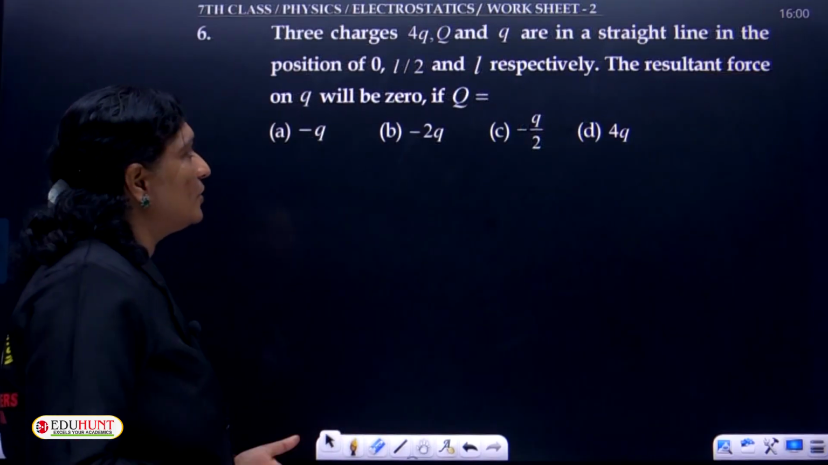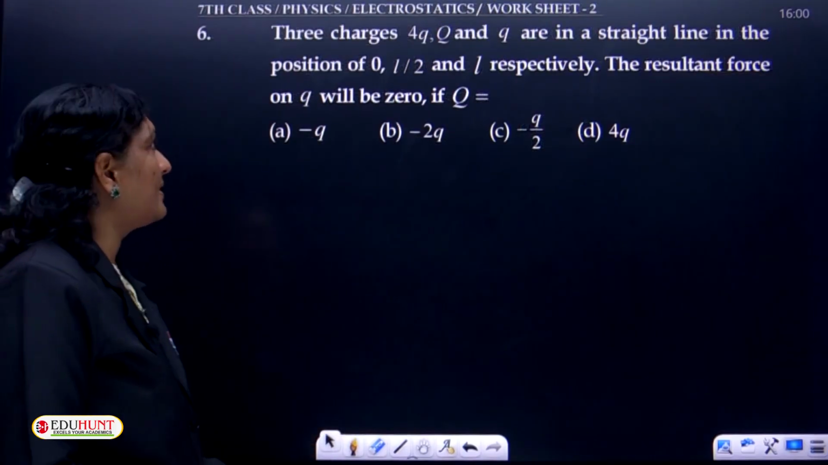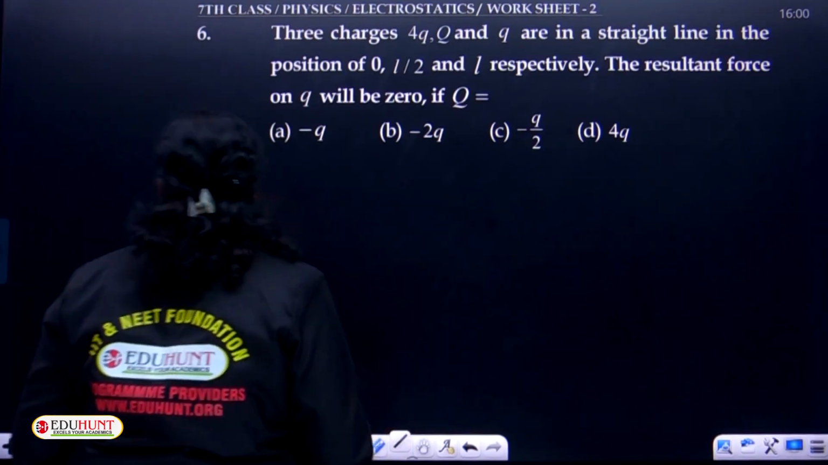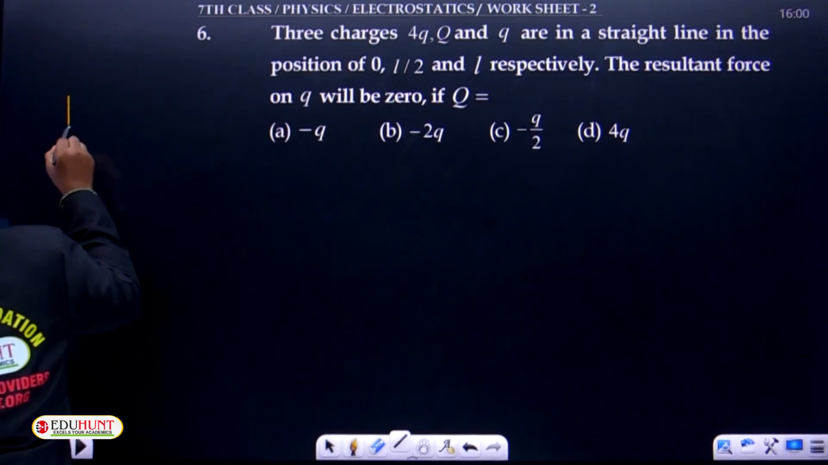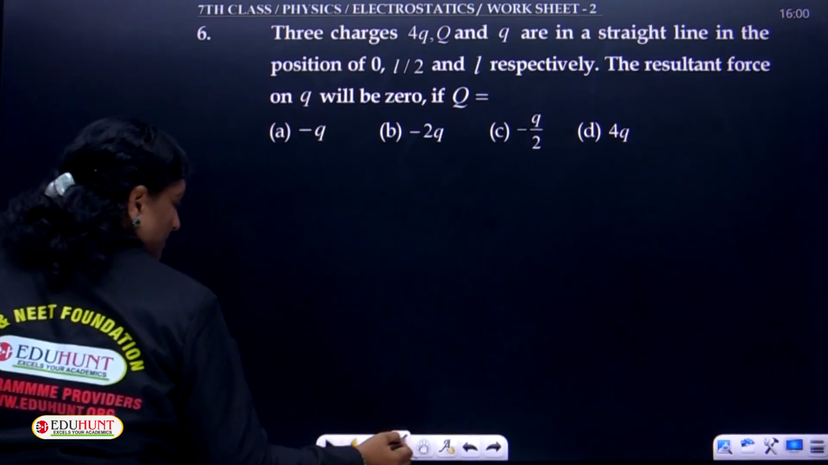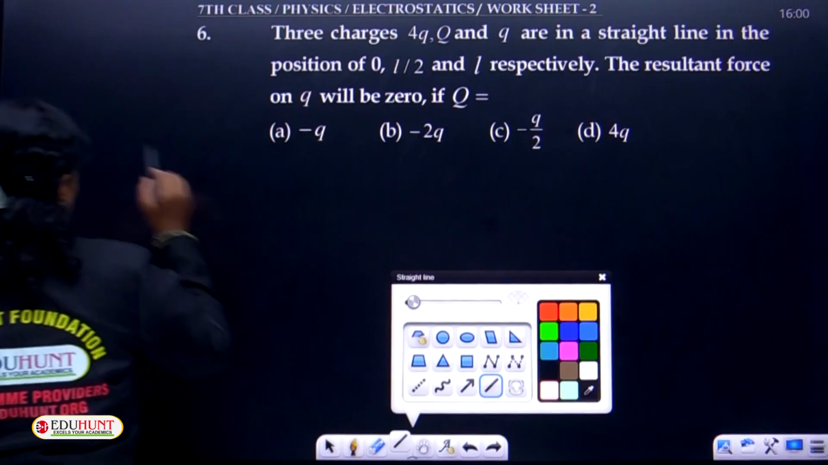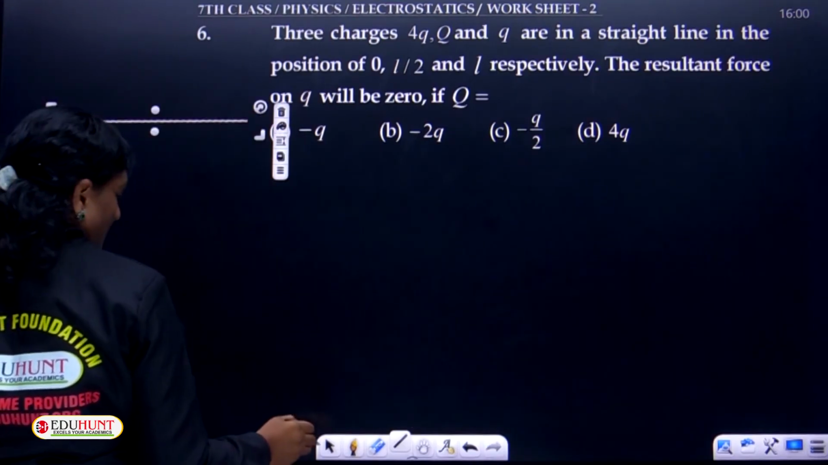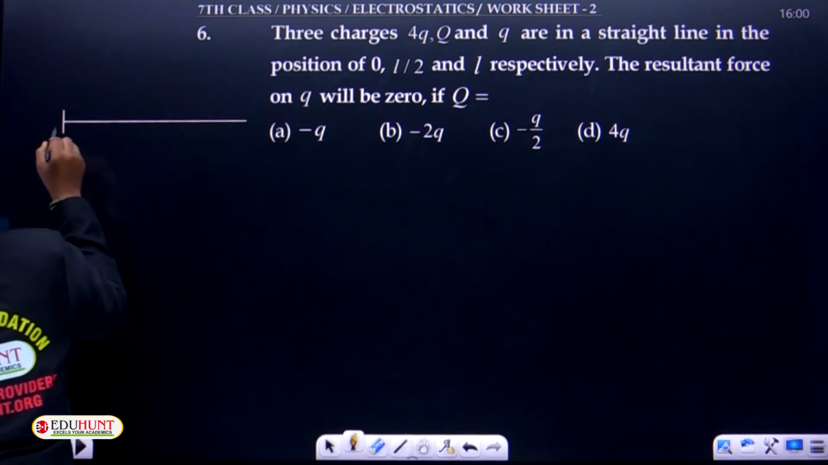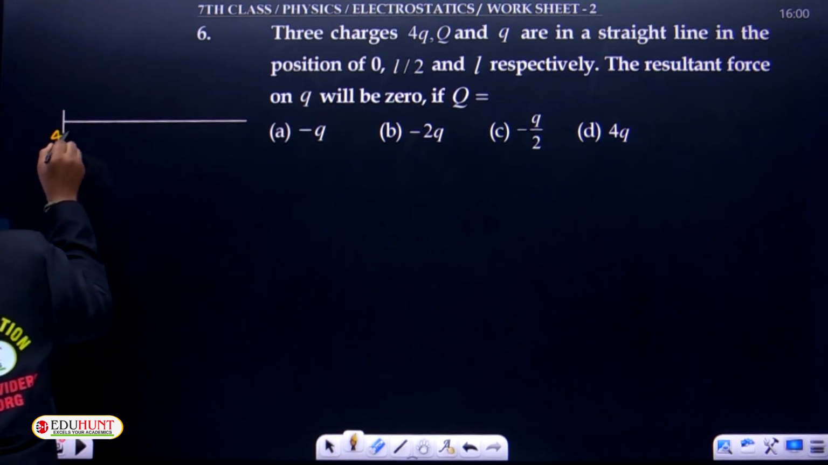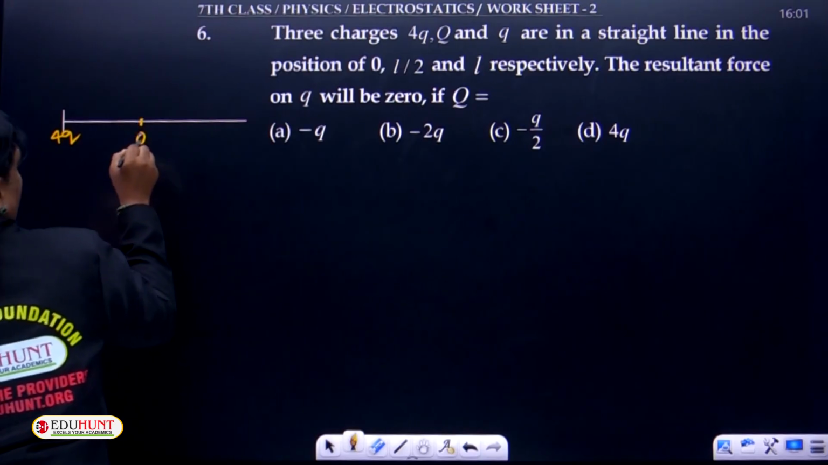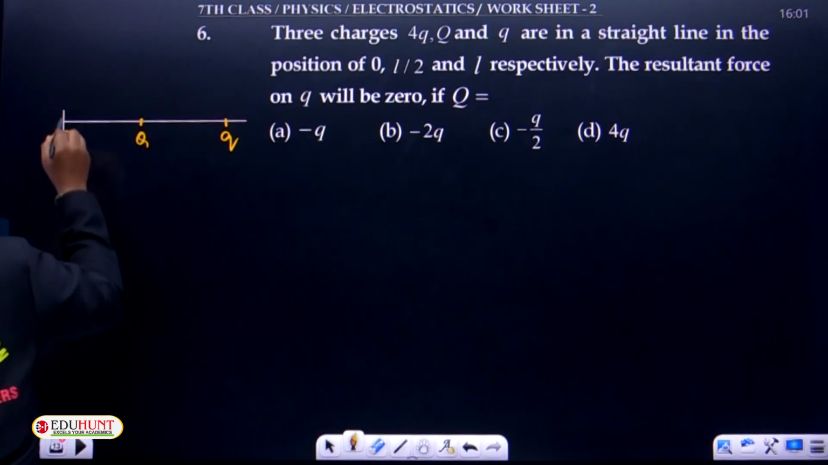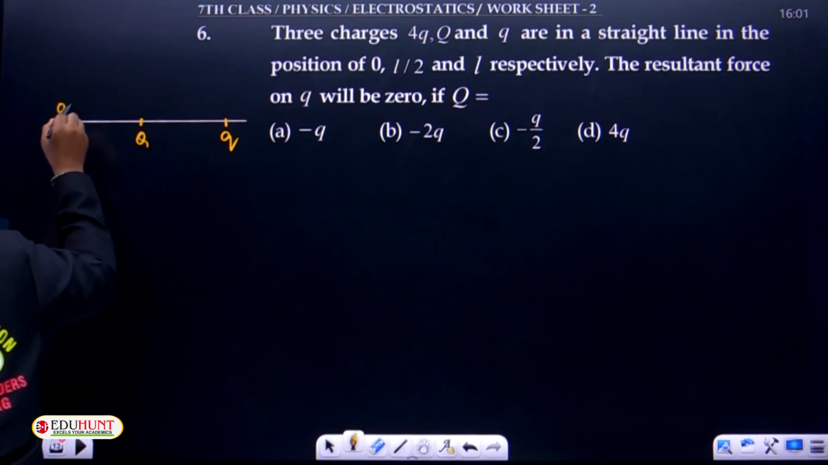Three charges 4Q, Q and q are in a straight line in the positions 0, L by 2 and L respectively. So, let us picturize this. Here you are given three charges as shown in the figure. One is named 4Q, the other is named Q and one more is named small q. And this is kept at the origin.